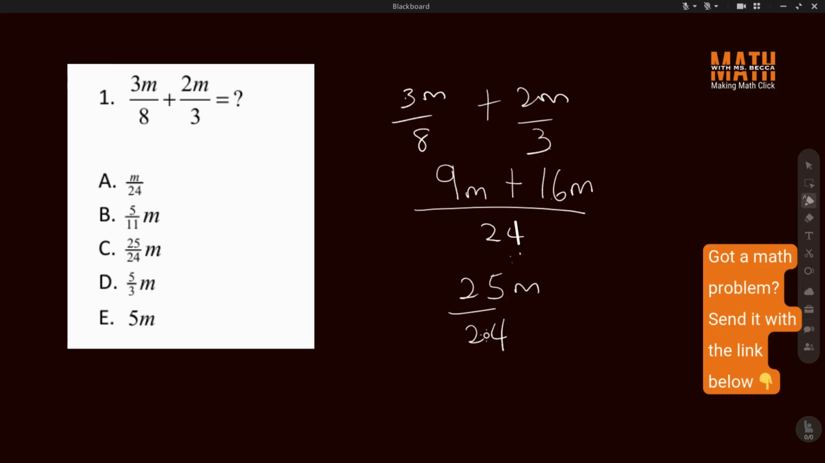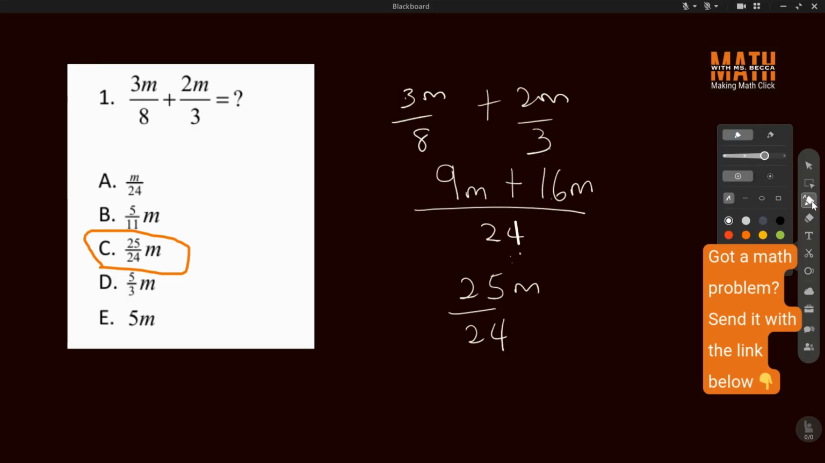And if you look at the options, that is option C. So for this question, option C is the correct answer. 25 over 24m, and that is your answer.